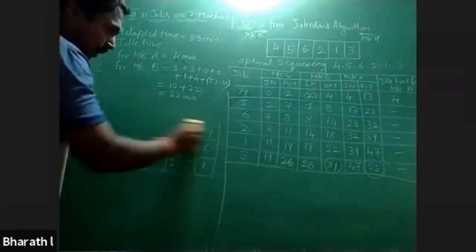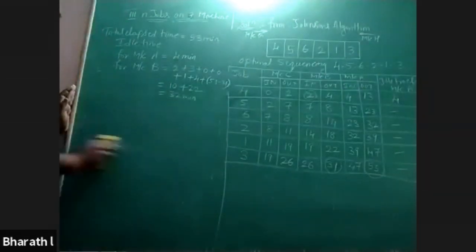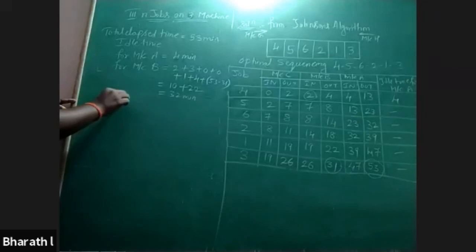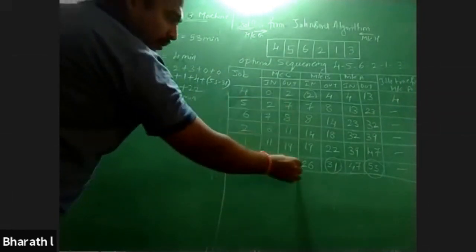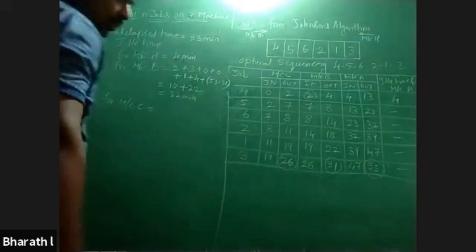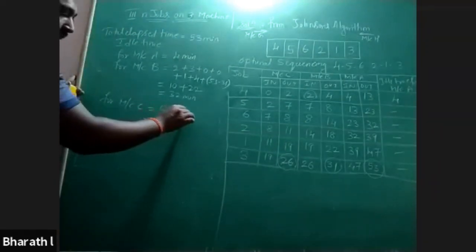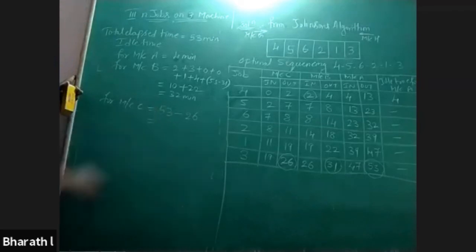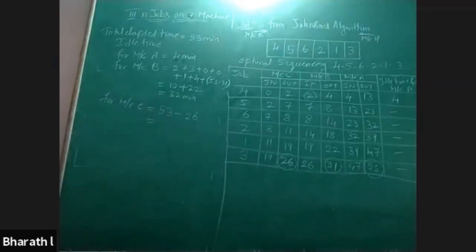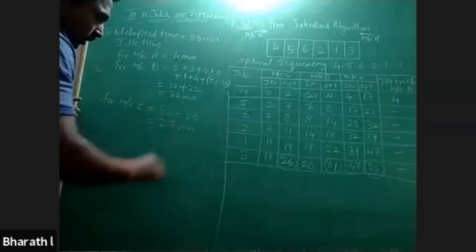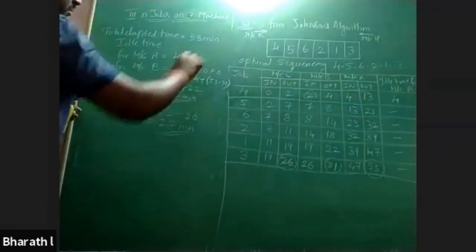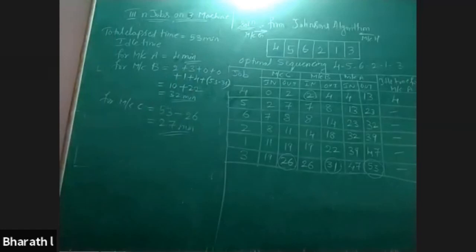The next, idle time for machine C. Similarly for machine C, here you will not get any difference. You will get only the elapsed time, 53. Total elapsed time is 53 minus 26. 53 minus 26, we get 27 minutes. This is the solution for the given problem.